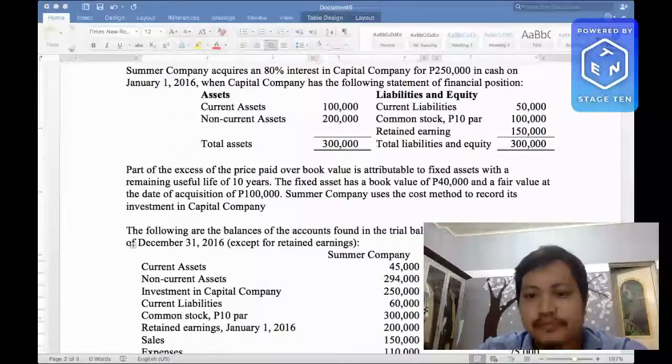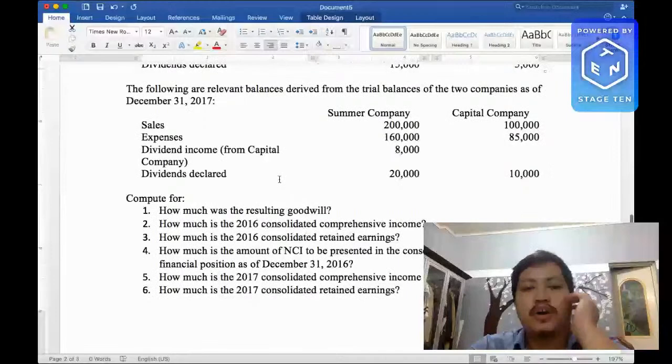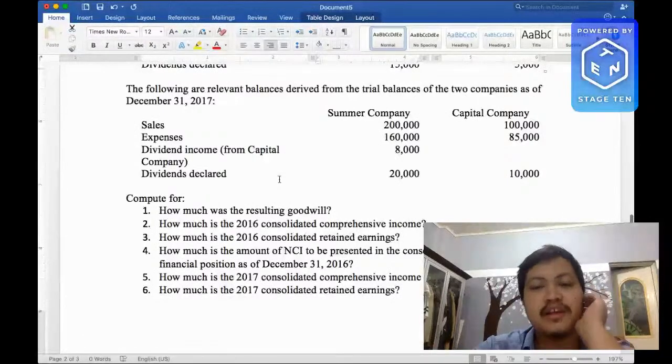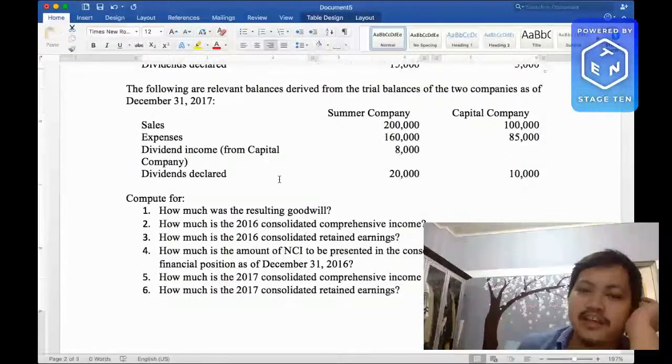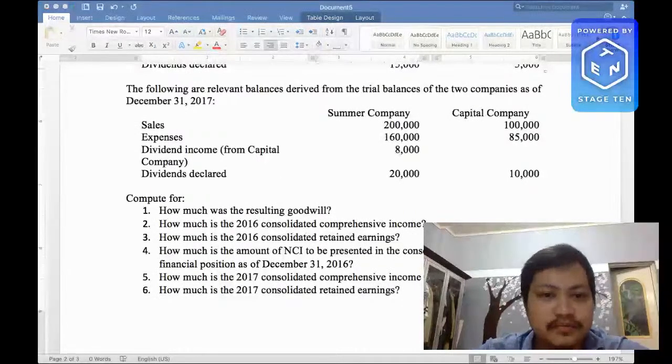So let's go back to the questions, class. How much is the resulting goodwill? We solved this earlier, 2,500 goodwill. How much is the 2016 consolidated comprehensive income? It was 59,000. Now, how much is the 2016 consolidated retained earnings? Let's go back to our formula.